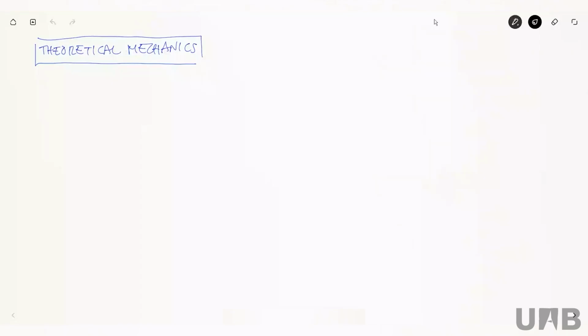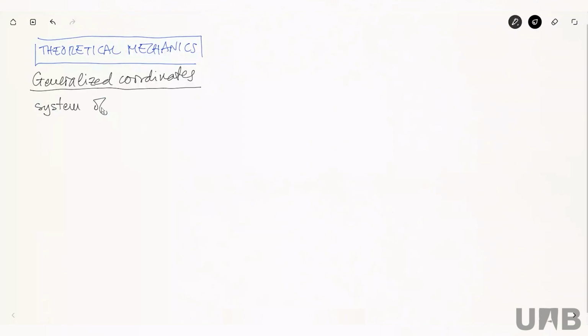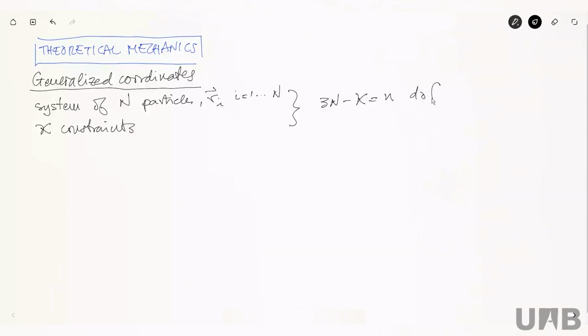I'm going to start discussing generalized coordinates. Okay, so generalized coordinates, okay? So imagine that we have a system of n particles. So that means that I have n position vectors, i from 1 up to n, and I have k constraints. Okay, so that means that I have 3n minus k equals little n degrees of freedom.